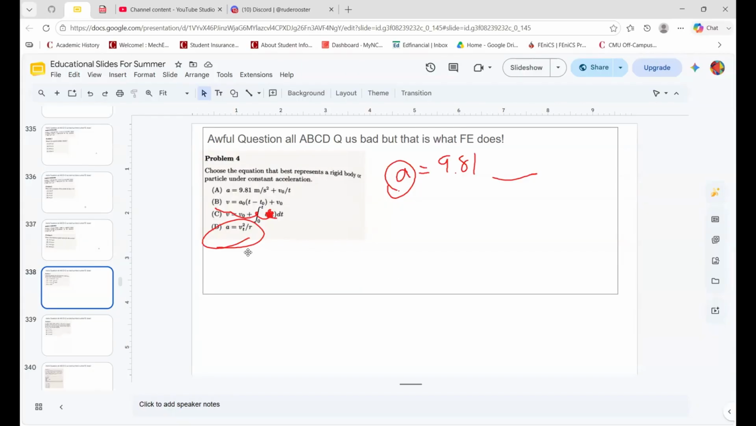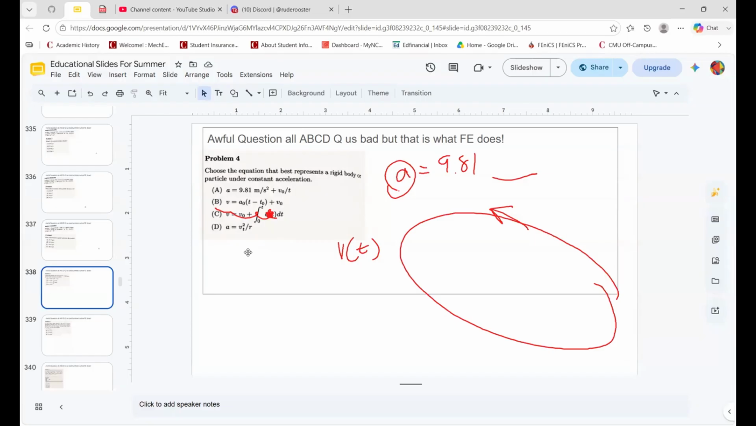So what does that mean? That's probably not correct because V is still tangential. You can have an elliptical. I only know this because I did orbital mechanics. So we know that this is wrong and this is wrong. So it must be B.